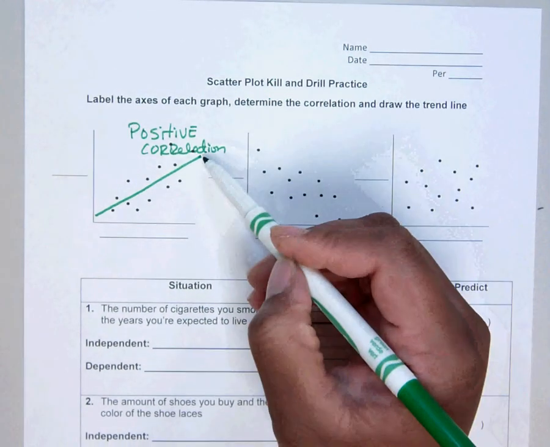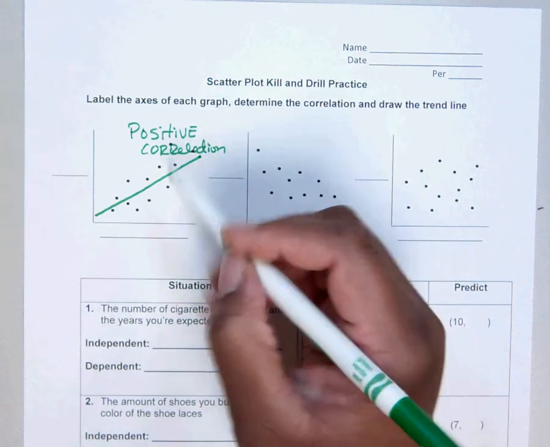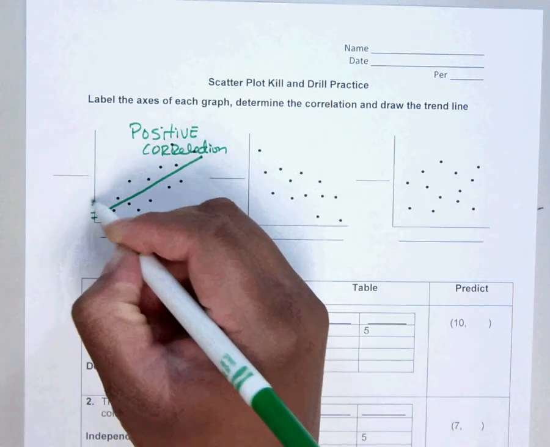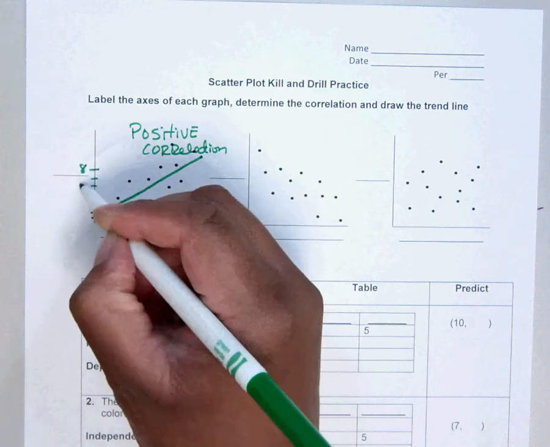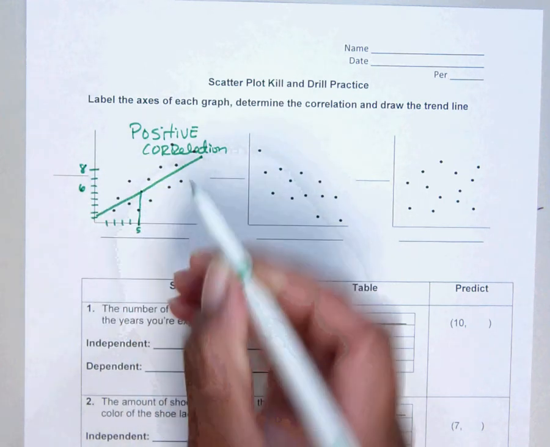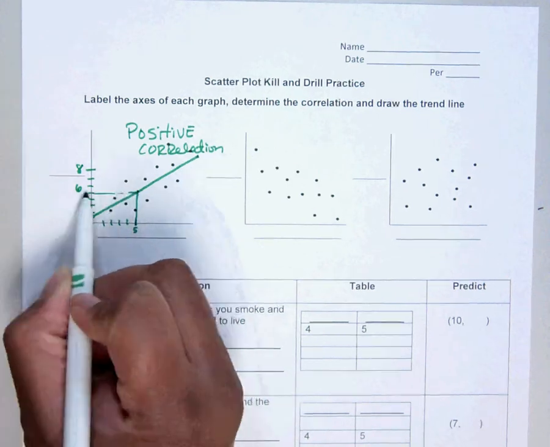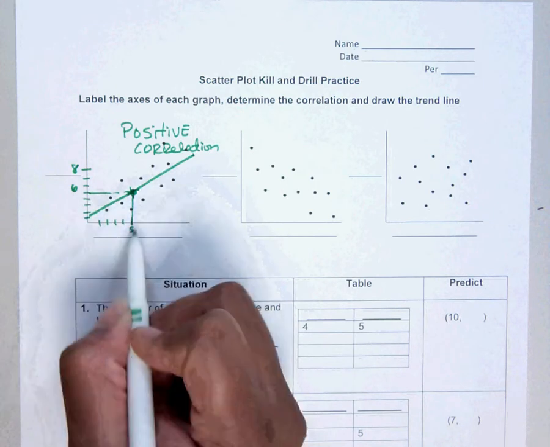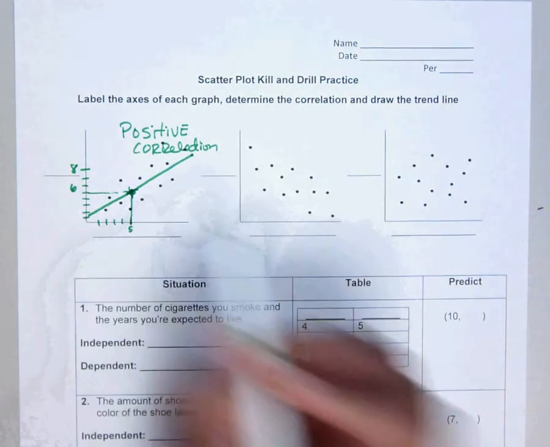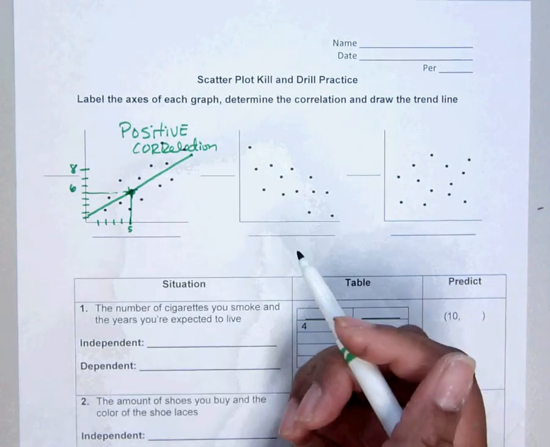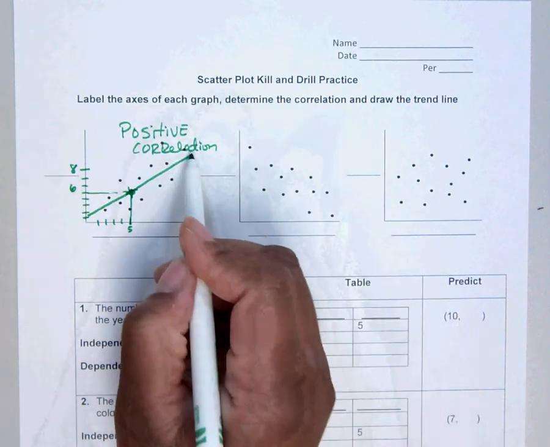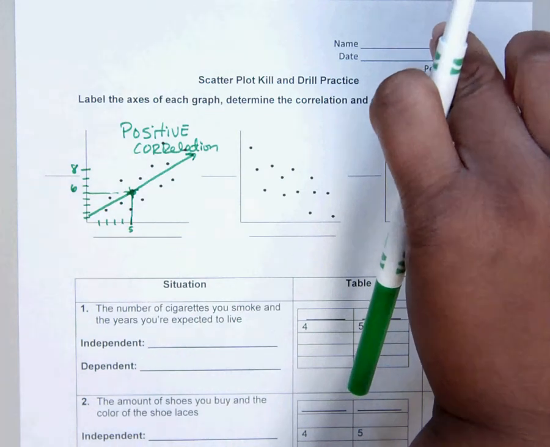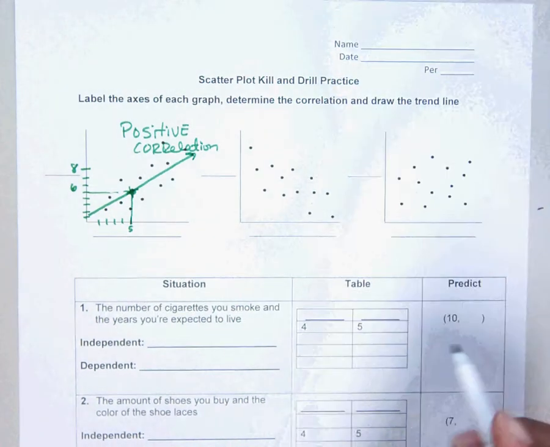so that I could predict at a certain point. So 1, 2, 3, 4, 5. 1, 2, 3, 4, 5, 6, 7, 8. In a perfect world, let's just say that this is drawn to scale. And as you can see, my prediction would be 5, 5. That's a positive correlation. The trend line also points up, so it helps me to see that my positive correlation is pointing up.